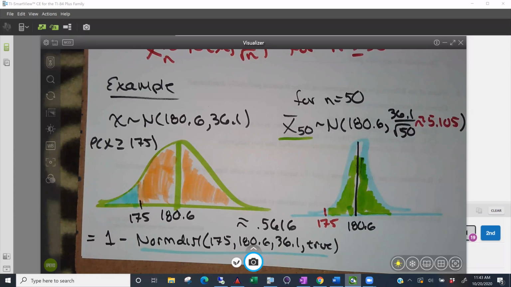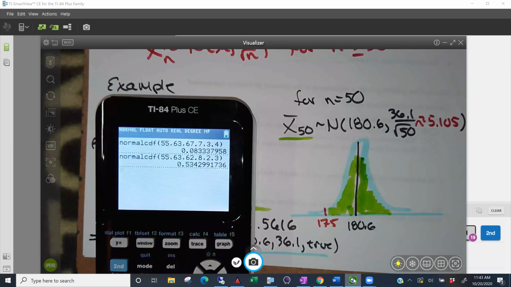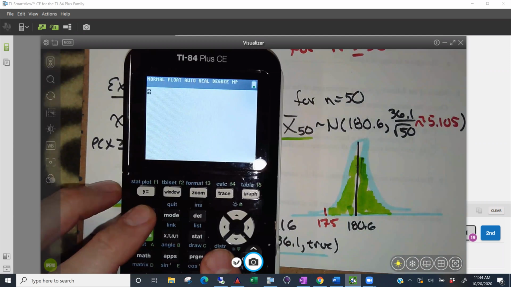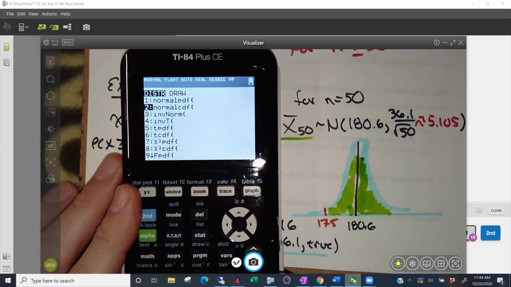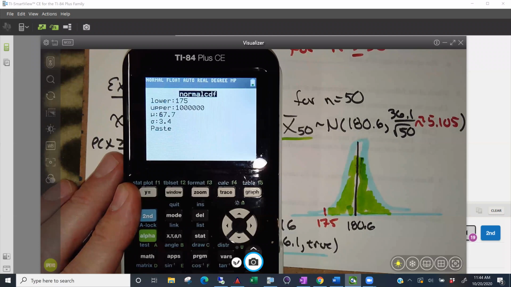All right, so let's see if we can't calculate this one. Do you want to do the graphing calculator again, or Google Sheets? We'll do them both. So on a graphing calculator, second vars, normal CDF. The lower limit is still 175. The upper limit is just a million or something really, really big. You don't have to get fancy with the 1E99. The mean is 180.6 and the standard deviation is 5.105. And we'll paste that in.